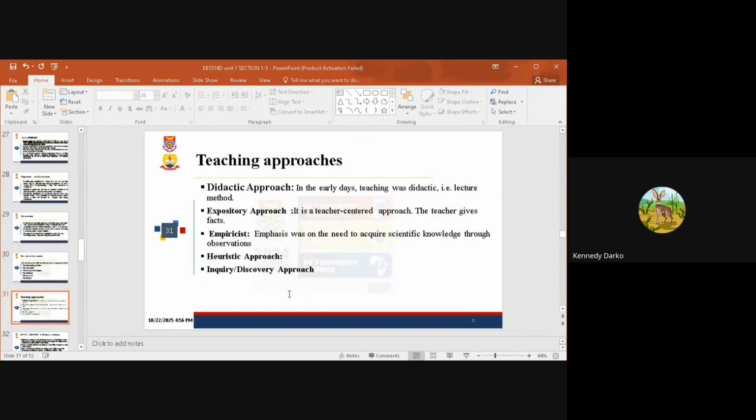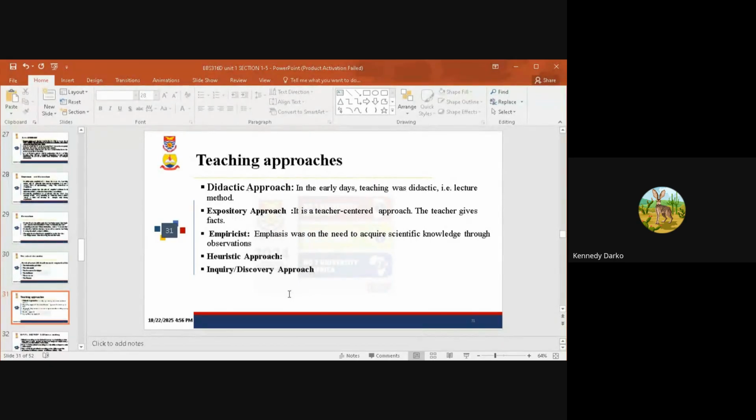Now, teaching approach, how do they teach? They use the didactic approach. When I say didactic approach, what do I mean? This was the early days where they were using this method. So we were using the lecture method. So this is the didactic approach. Under rationalism, they go by the didactic approach, where we use the lecture method to teach. They also have what we call the expository approach. So it is a teacher-centered approach. The teacher gives facts. So it's only the teacher who knows everything.